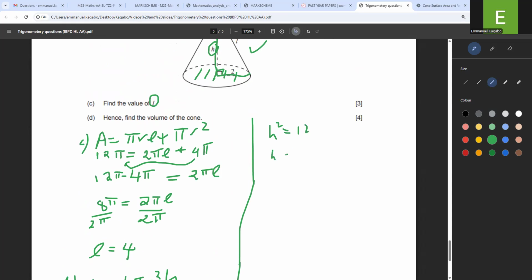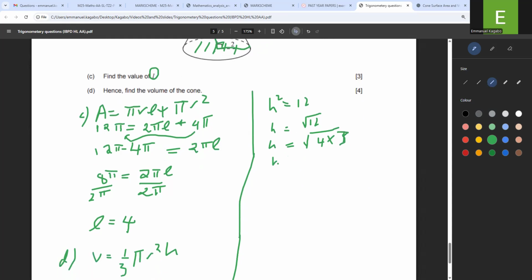So the height is equal to square root of 12. Two numbers you multiply to get 12, and one of them is a square number, is 4 and 3. So what's square root of 4? This is 2, guys. Okay, so our height is going to be 2 square root of 3. Okay, very good. Now, back to the question, the volume now.